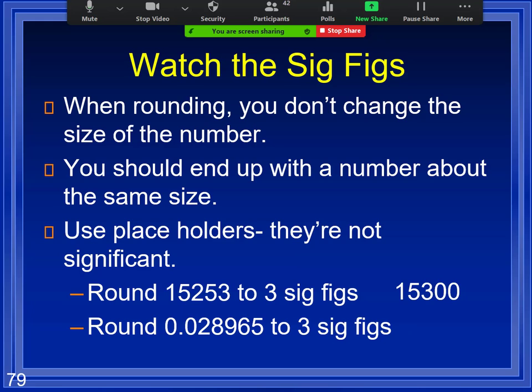On the bottom one, if I take the 0.028965 to round that to 3 sig figs, first thing I've got to remember is the 0 in front doesn't count, so the first sig fig is the 2, then the 8, then the 9. Behind that 9 there's a 6, so I have to write a 2, that goes to 10, a 290.